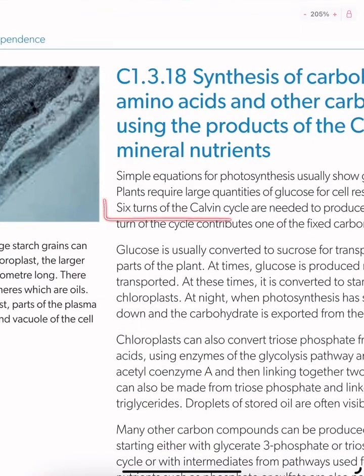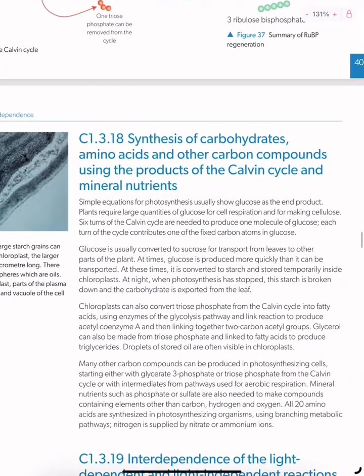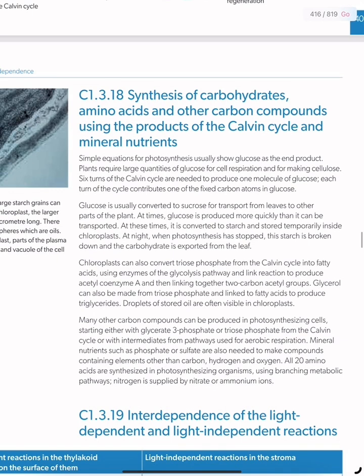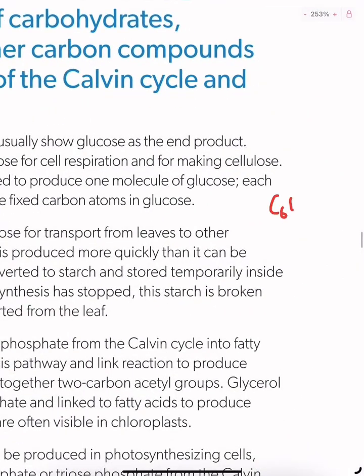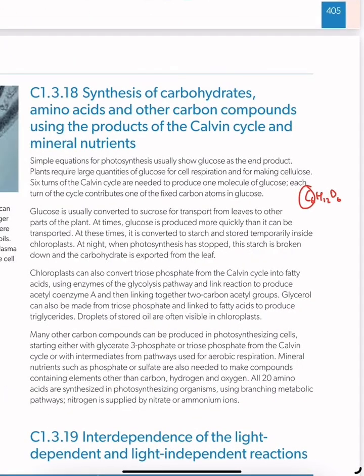6 turns of the Calvin cycle are needed to produce 1 molecule of glucose, because each turn of the cycle contributes 1 of the fixed carbon atoms in glucose. Because glucose molecules have 6 carbons, each of the carbons is fixed in 1 turn, and we need 6 carbons, so we need 6 turns.